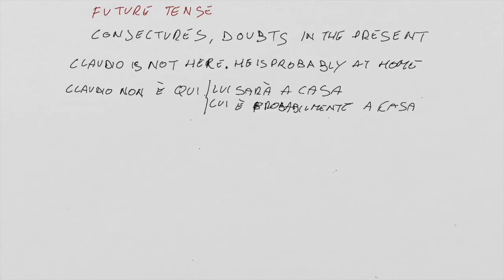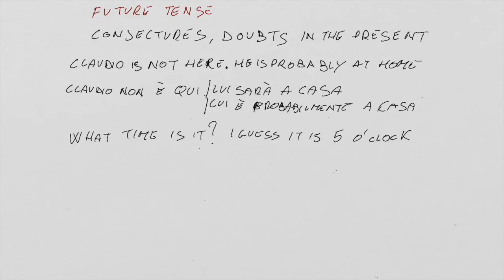Let me give you another example. Pretend that you're walking on the street. You don't know the time. You see someone and you ask for the time. So you ask, what time is it? Now, the other person doesn't have a watch, so he or she can only guess the time. So he or she answers, I guess it's 5 o'clock.